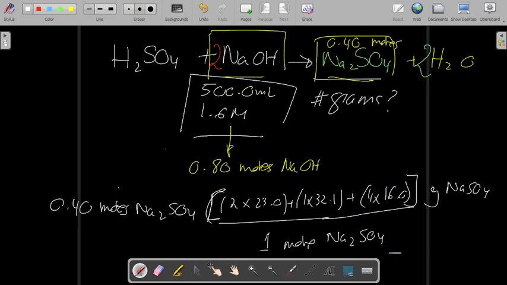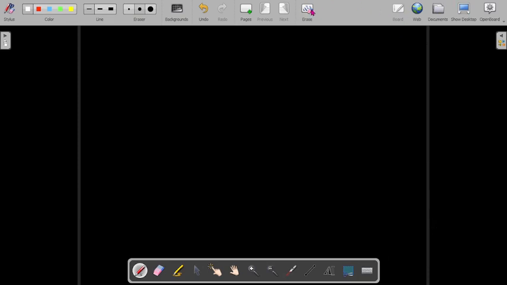So once I do that, I find out that I have actually 57 grams of that sodium sulfate. And that's the answer. That is the answer. That's what they wanted. So step by step, break it down. What do I need? What did they give me? Can I find it? And keep going. If something is missing, go find what you're missing. And you're going to get there. Just one step at a time.